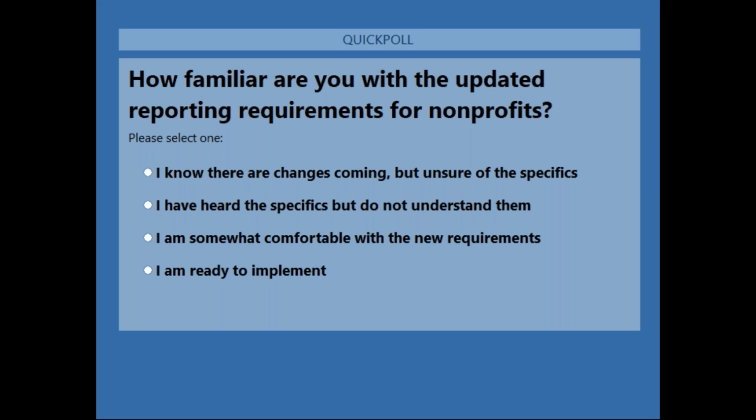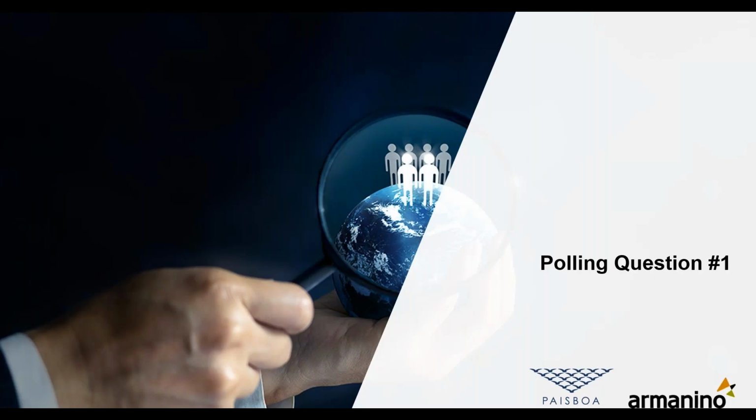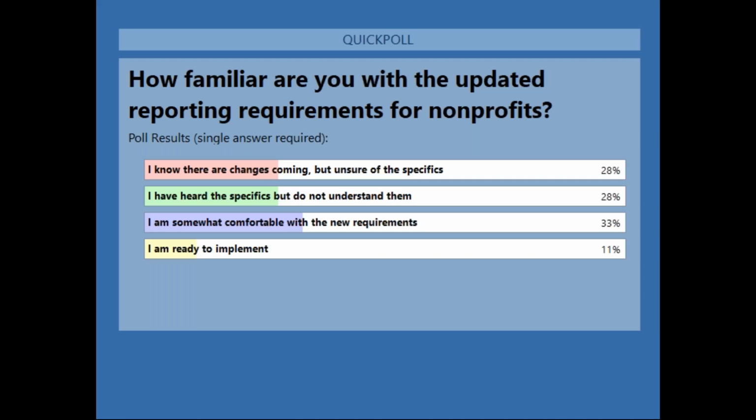Okay, we'll give everybody just another few seconds. So it looks like the votes are in, about 95% of the votes are in, and it looks like most of you live in that lane. There's quite a few of you that are in the top areas where you kind of know what's coming, but maybe you're not super familiar with them. Some of you are, and some of you, it looks like, are already comfortable with some of the new requirements, but you're not quite ready to implement. I'm really impressed with that 11% that they are ready to go.